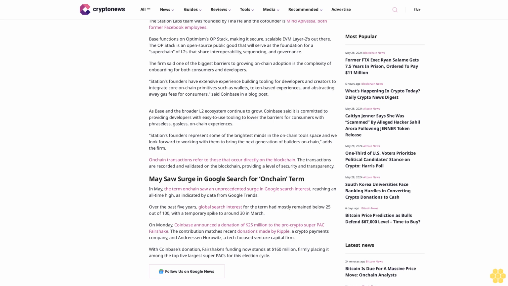On Monday, Coinbase announced a donation of $25 million to the pro-crypto Super PAC Fairshake. The contribution matches recent donations made by Ripple, a crypto payments company, and Andreessen Horowitz, a tech-focused venture capital firm. With Coinbase's donation, Fairshake's funding now stands at $160 million, firmly placing it among the top 5 largest super PACs for this election cycle.